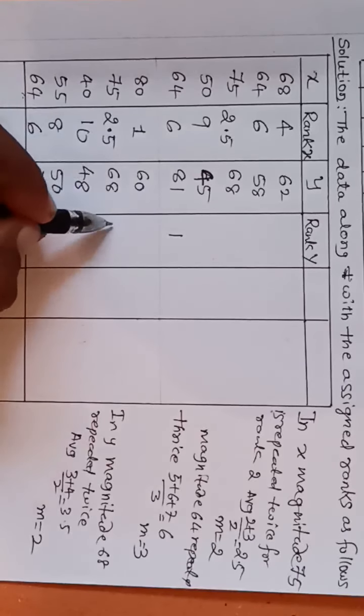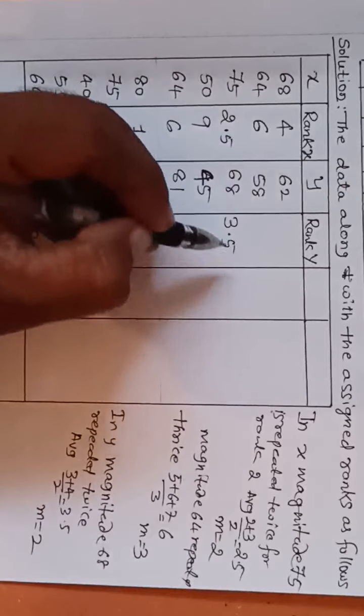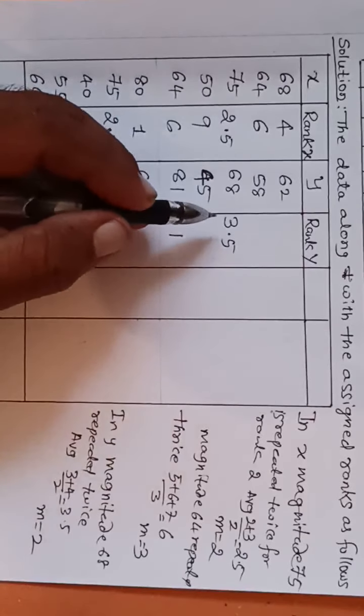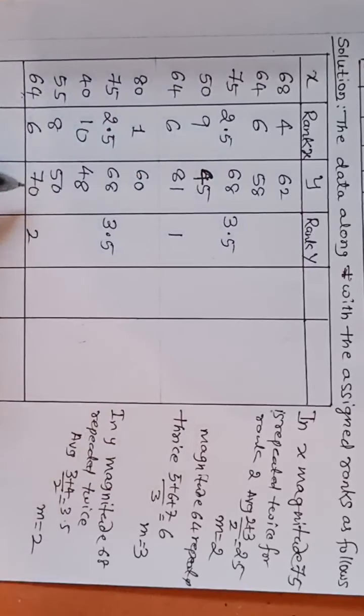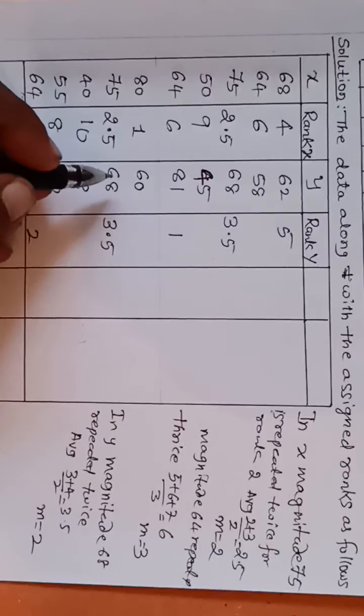68 will write 3.5. And again here 3.5. Next 3, 4 over. Next rank number 5: 68, 68. Yes, 62 is rank number 5. Next.